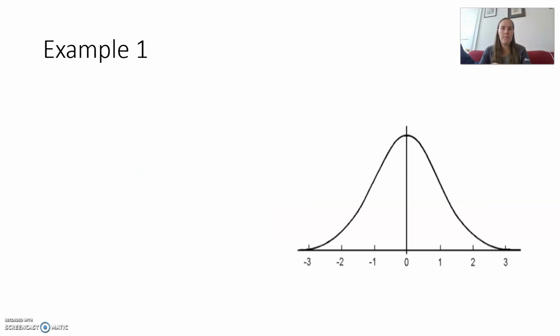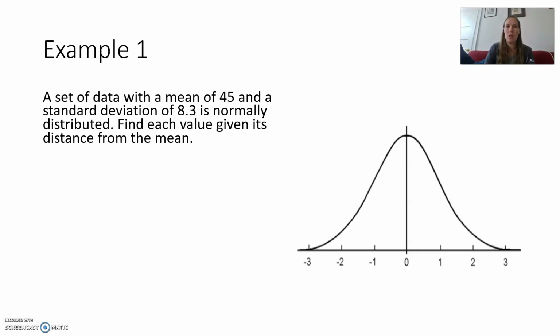So we're going to do an example. Notice we have our normal distribution curve. Pretend we have a set of data with a mean of 45 and a standard deviation of 8.3 and is normally distributed. That basically means it has the bell curve. Find each value given its distance from the mean. First of all, what number on our curve does the mean go at? What do you think? It goes at the number 0 because it's in the middle. If I was going to go from 0 to positive 1, what do you think I might do with that standard deviation of 8.3?